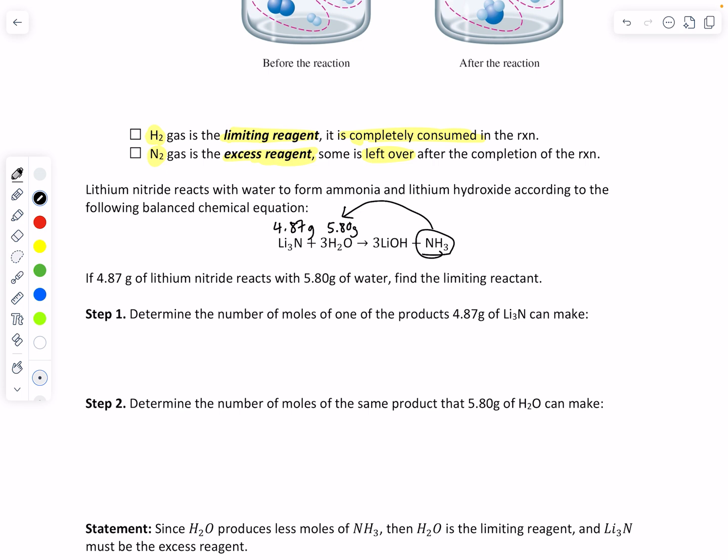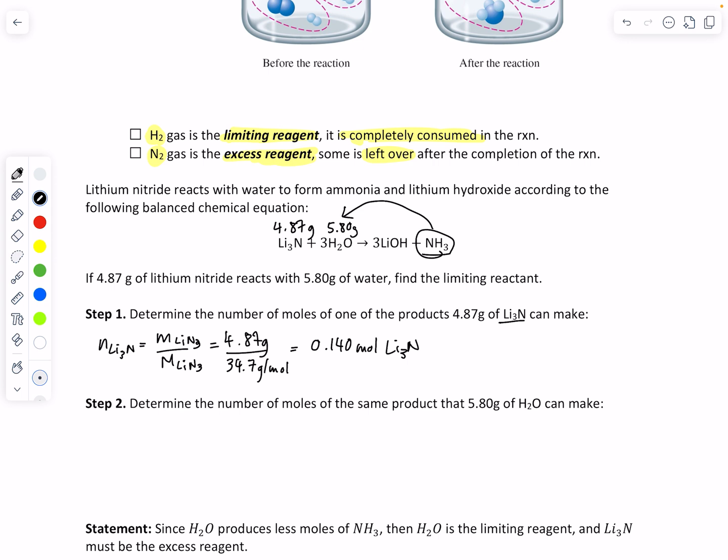Let's start with lithium nitride. The number of moles of lithium nitride is equal to the mass of lithium nitride divided by the molar mass of lithium nitride. So that's 4.87 grams divided by a molar mass. Lithium nitride has a molar mass of 34.7 grams per mole. If we punch this in, we end up with 0.140 moles of lithium nitride.